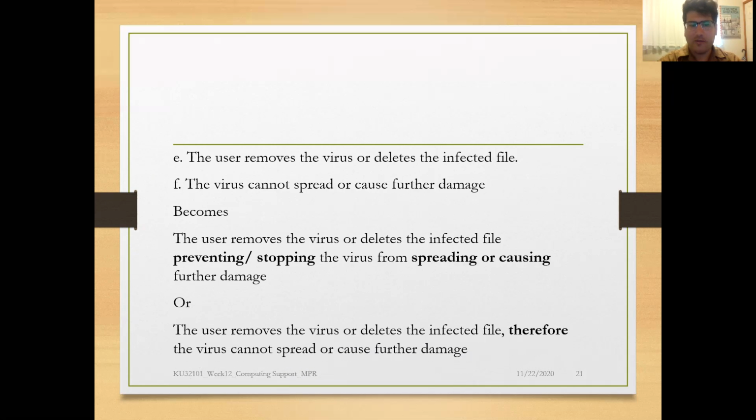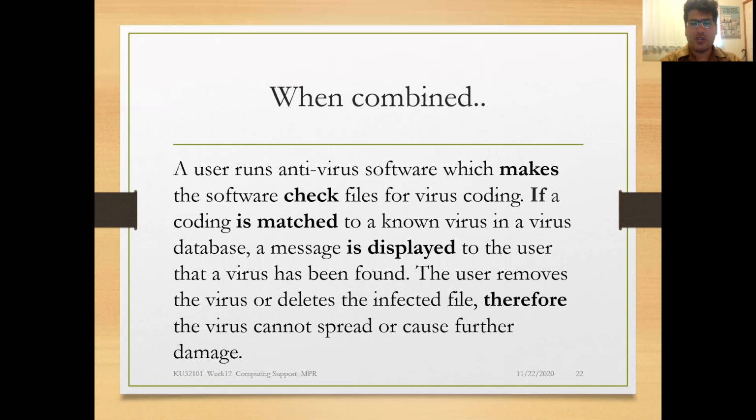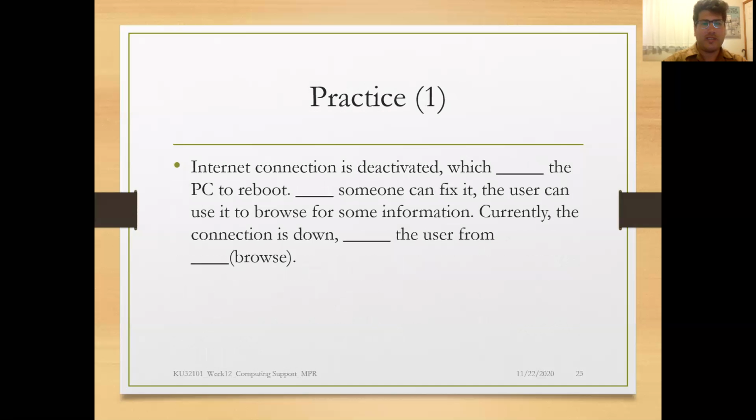Or we can use therefore. The user removes the virus or deletes the infected file, therefore the virus cannot spread or cause further damage. So we can put this whole series of events using our grammar together into a paragraph. A user runs antivirus software, which makes the software check files for virus coding. If coding is matched to a known virus in a virus database, a message is displayed to the user that a virus has been found. The user removes the virus or deletes the infected file, therefore the virus cannot spread or cause further damage.